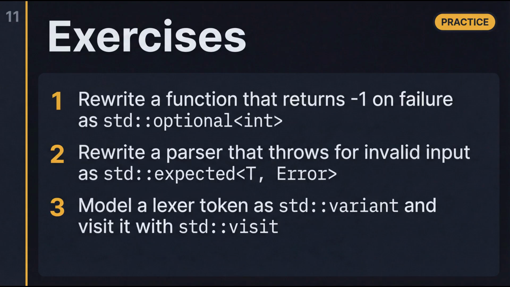Three exercises to solidify these concepts. First, take a function that returns -1 on failure and rewrite it as returning optional of int. Replace the sentinel value with nullopt. Second, take a parser that throws an exception for invalid input and rewrite it as returning expected of T, error. Make the error path explicit in the return type.